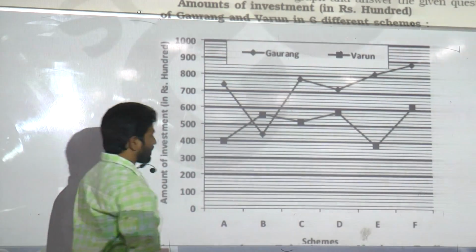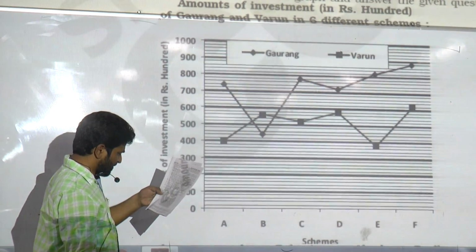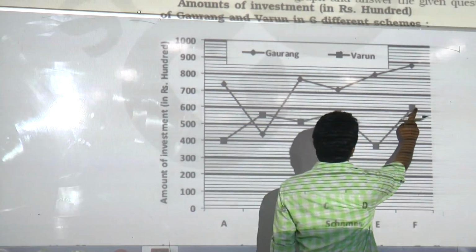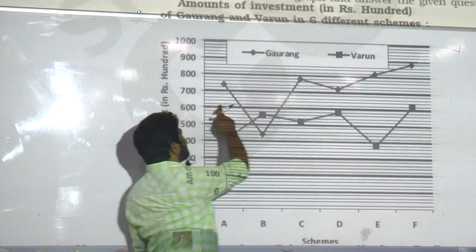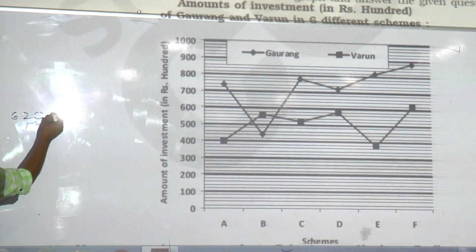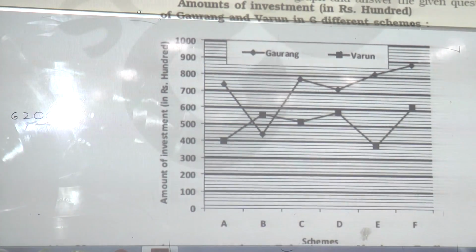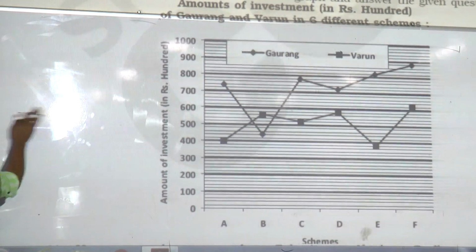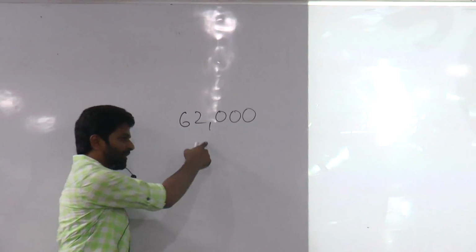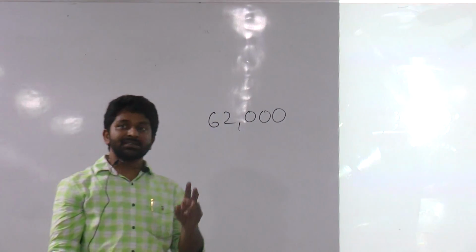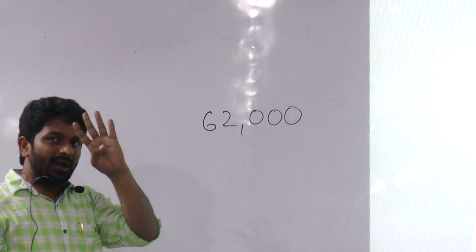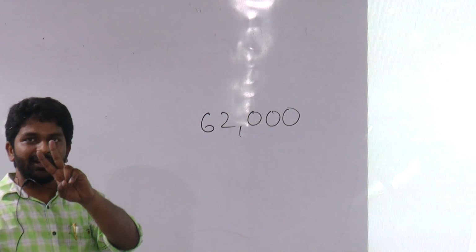Scheme F. Who is that fellow? Varun. Who is Varun? This guy. Right? Square. What is this? 620. 620 hundreds. Now, 620 hundreds in the sense 62,000. This is principal. And he has invested 62,000 for 4 years.